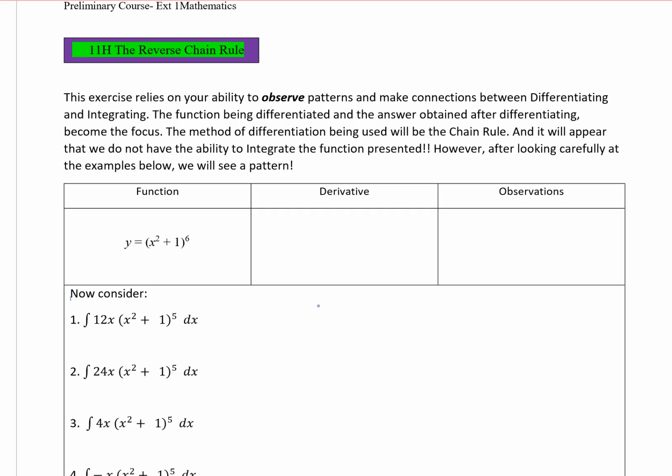It really will rely on you being able to see the pattern that develops. So it says here, this exercise relies on your ability to observe patterns. I've been talking a lot about patterns in the last few videos, and make connections between differentiating and integrating.